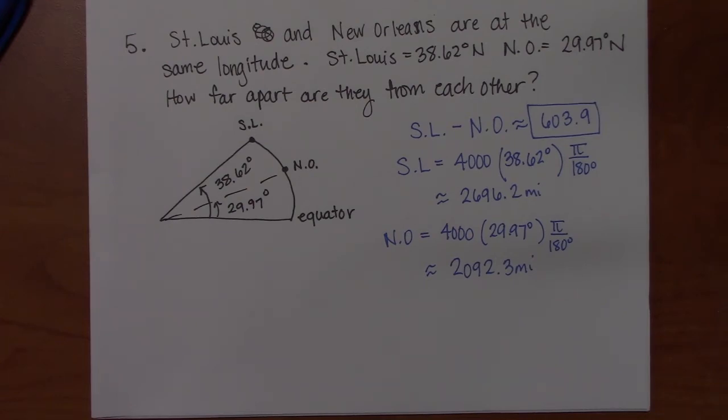Could you just subtract the two angles to find the angle between St. Louis and New Orleans? Yep, you can also do that. Did everybody see that? You could just find the angle difference and then calculate s for that arc length. But you still got to make sure you convert it to radians.